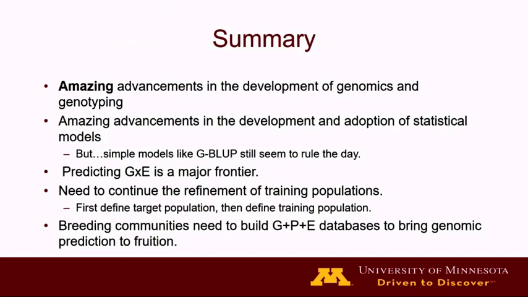So in summary, lots of advancements in genomics applied to breeding and genotyping. I think a lot of advancements since the last World Soybean Research Conference. Lots of advancements in the development and adoption of statistical models. But simple models like G-BLUP still seem to rule the day. I think that predicting genotype and environment interaction effects has a lot of potential that hasn't been realized yet. And I think that's a huge area, a huge frontier that we should spend more time on as a community.